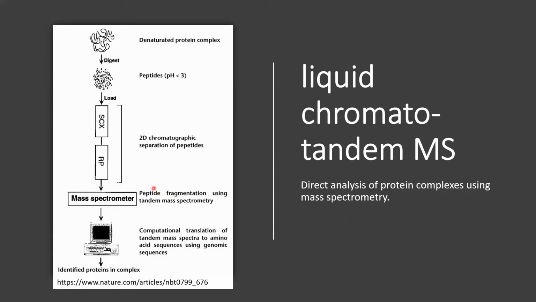A program, SEQUEST, is used to correlate the tandem mass spectra of fragmented peptides to amino acid sequences using nucleotide databases. The filtered output from the program is finally used to identify the proteins in a complex.